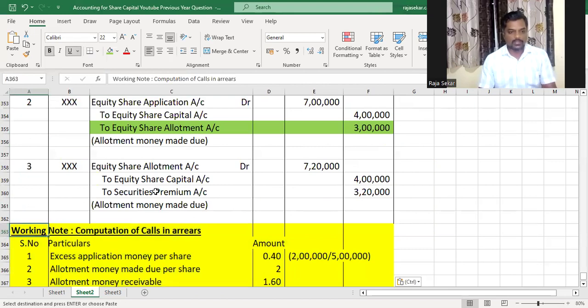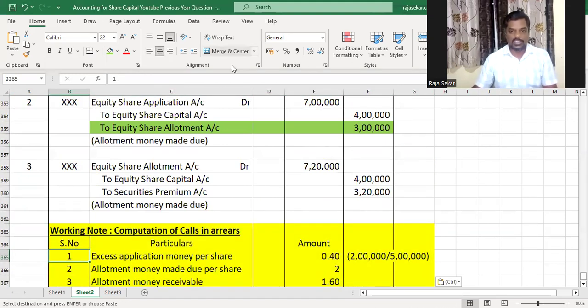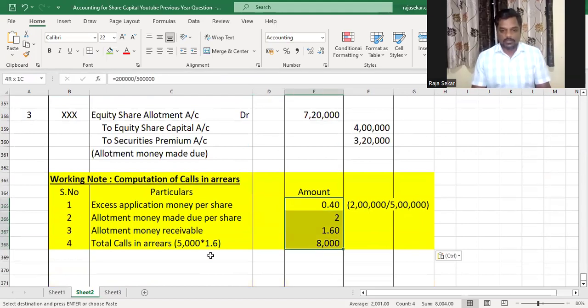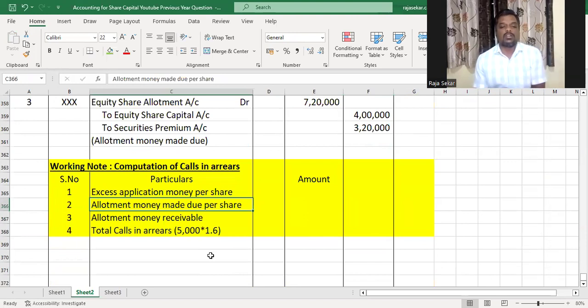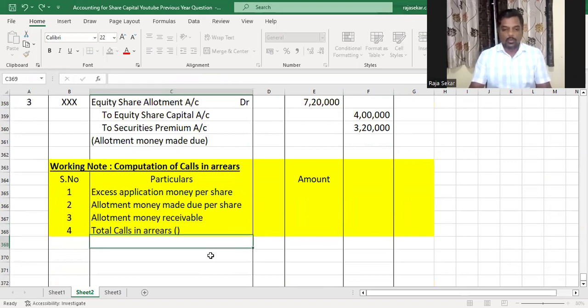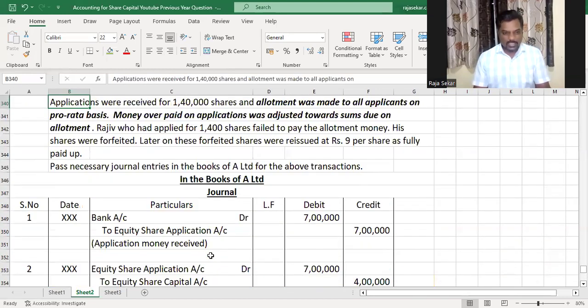So let's do this working note. We first write down the excess application money available per share, and then we write down the allotment money due per share, and then we compare them both to find out the allotment money receivable. We multiply that with the number of shares held by the person who's defaulting to arrive at the calls in arrears. There is a small change in this working note, my dear children.